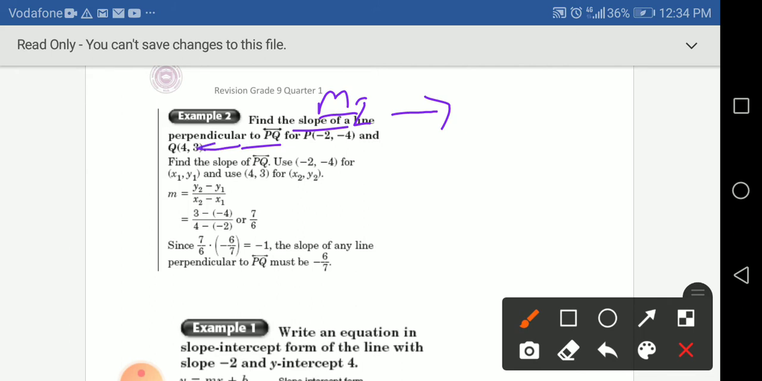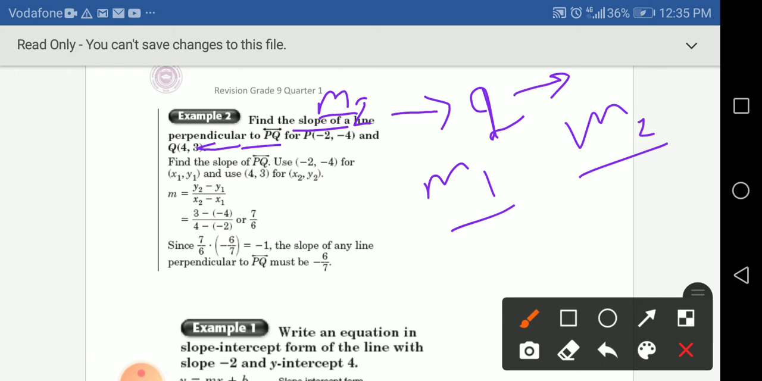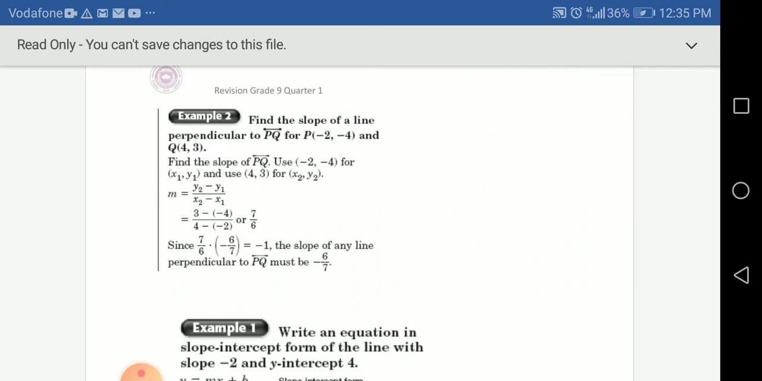Perpendicular means what? If I have m1 and m2, the slope of the first line and the slope of the second line, so they are negative reciprocals. Negative reciprocals means what? If I have here, for example, 2, so the next slope will be 1 over 2 negative. Okay? So let's solve this, guys.